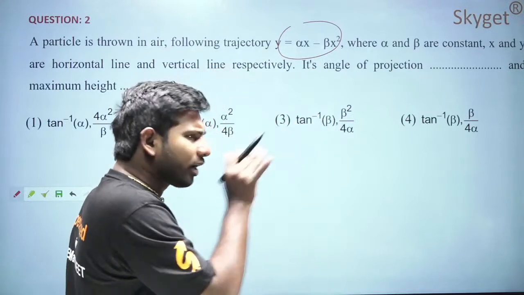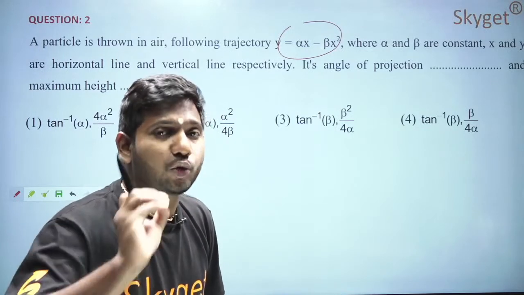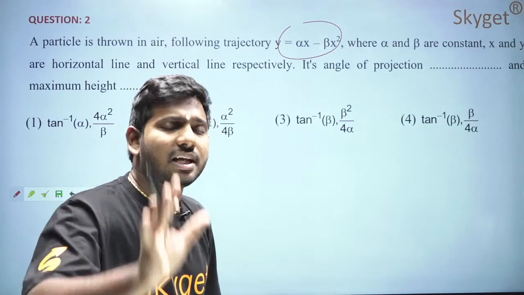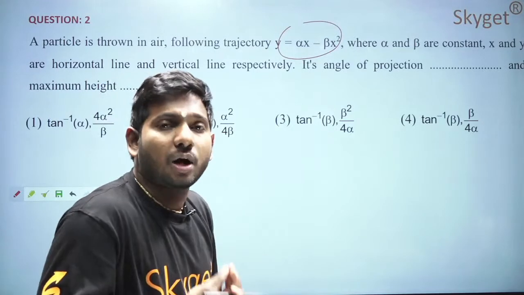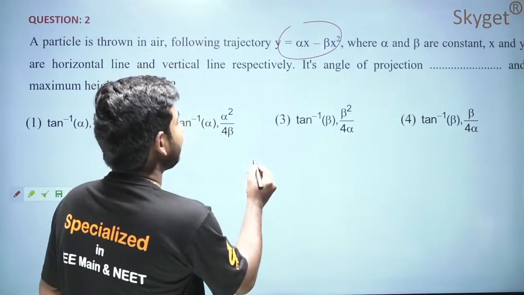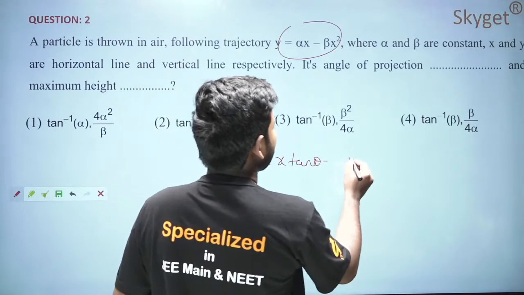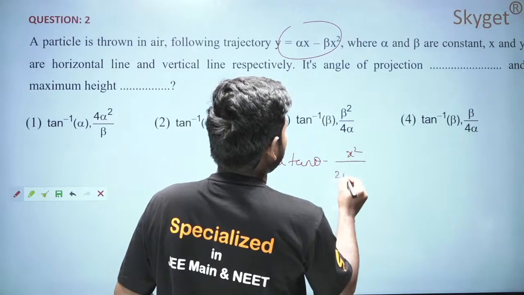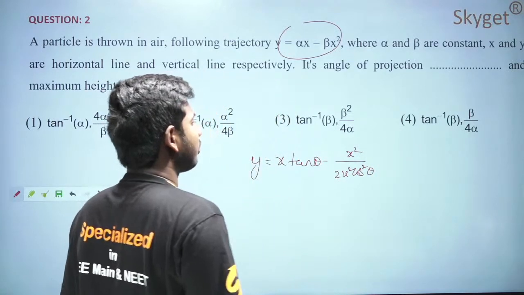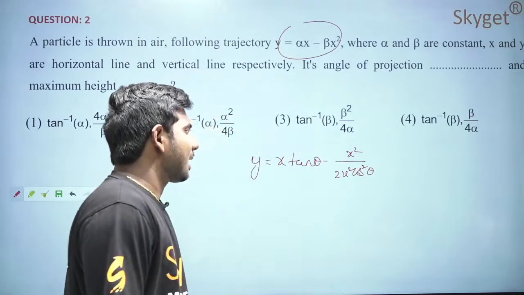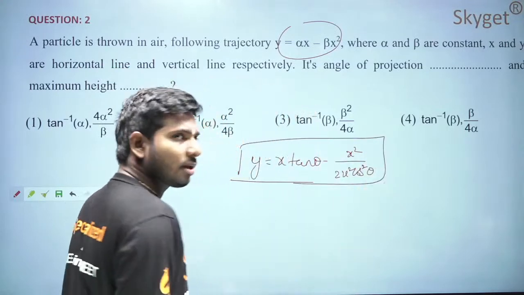of projection is. If you can relate, in one of our one-shot lectures itself, I taught you about the equation of trajectory. If you are not clear with what is the equation of trajectory, you can go to that motion in a plane concept and watch that video to get clarity. So there I taught you y is equal to x tan theta minus x square by 2u square cos square theta. So if you can relate, how did it come?